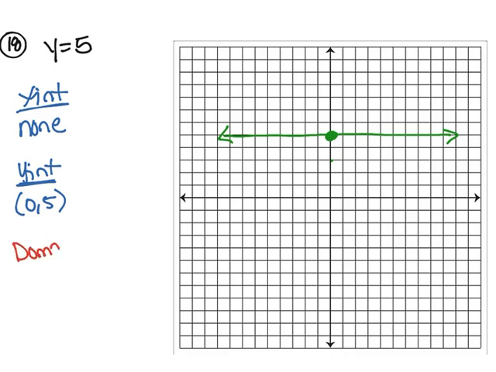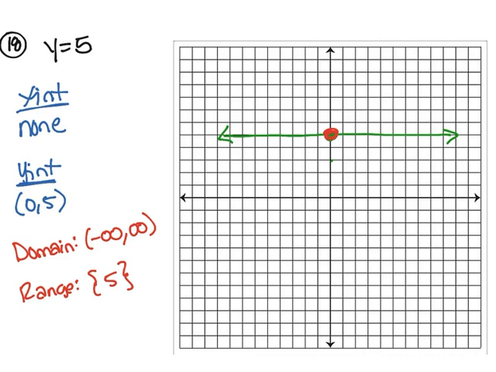Now for the domain and range. Domain, is it on the left and the right side? Yes. So that would be negative infinity to positive infinity. But our range is only going to be, when I go up and down, it's only going to be right here at 5. So our range is one number. It's just 5. It never will be any other number for y other than 5. Okay?